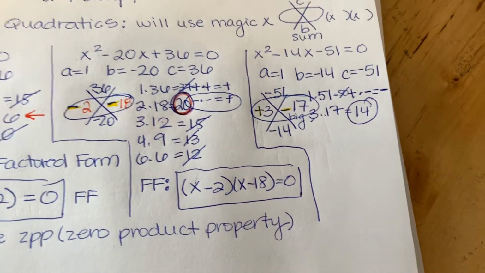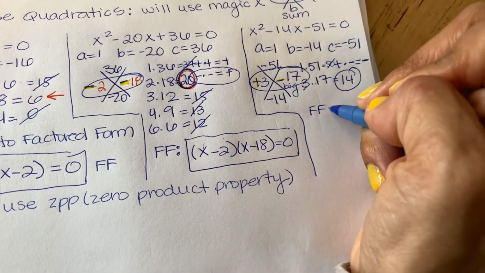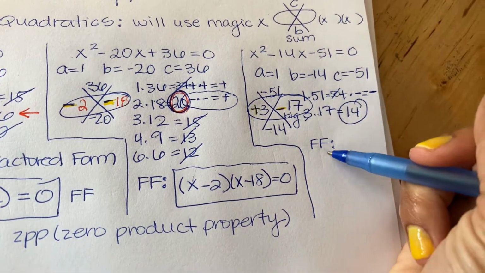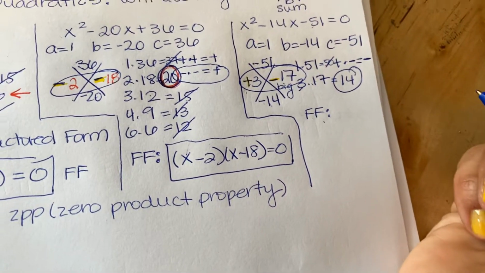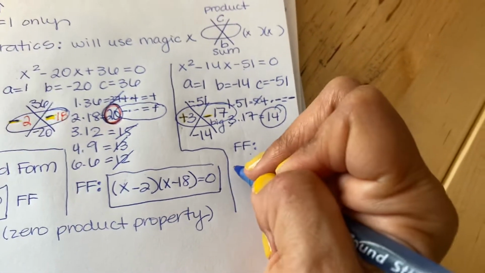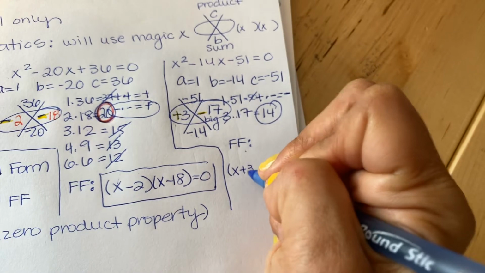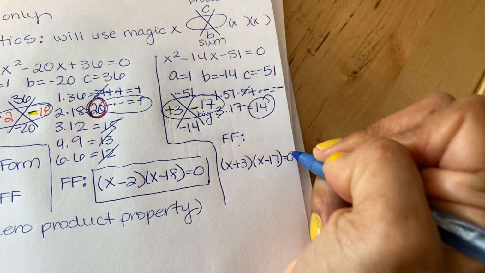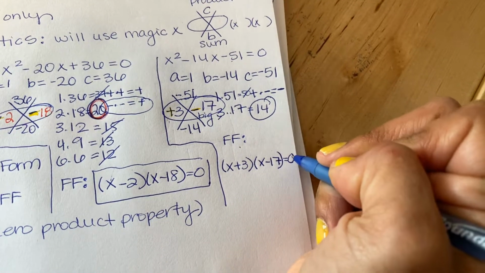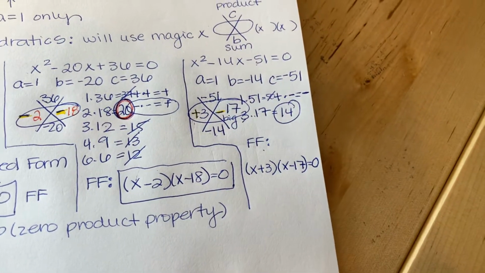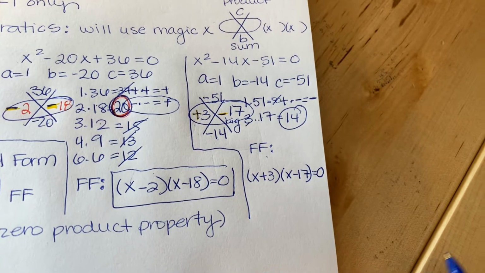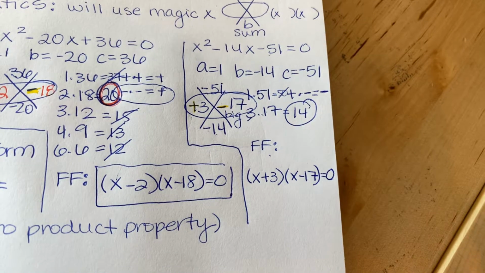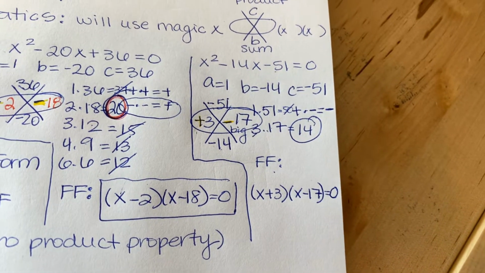And so these two are my factors, right? Okay, so factored form, that's what the FF stands for. So if we rewrite the quadratic from expanded form to factored form, which is just a product of two binomials, I would get x plus 3, x minus 17 is equal to 0. There you go. Correct? Okay, I'm going to start a new video, go over the zero product property, and then of course we'll have the assignments.